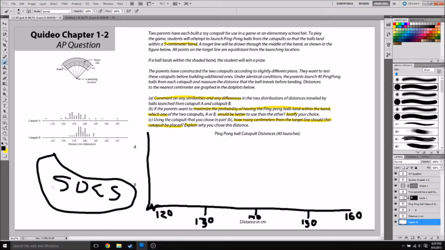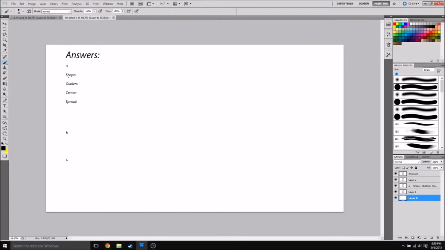No, not this SOCS. Shape, outlier, center, spread, SOCS. So I'm going to actually get rid of that. Let's go over to the second page here, where we have our SOCS listed out already.